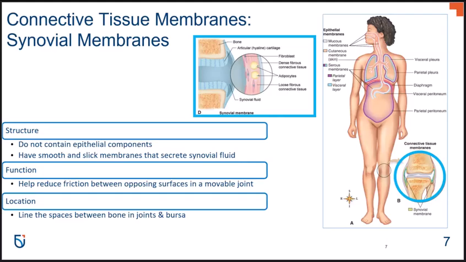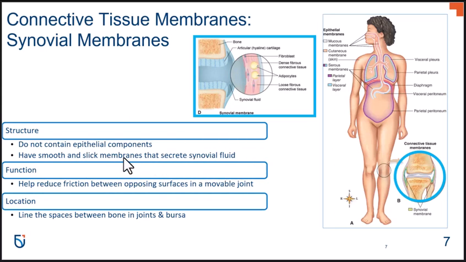Okay, remember that there are two types of membranes in the body, epithelial membranes and connective tissue membranes. And we spoke quite a bit about epithelial. Now we're going to examine connective tissue membranes. And we did already speak to the fact that connective tissue membranes do not contain many, if any, epithelial components. The one that we're going to speak about today is called a synovial membrane. This is an example of a connective tissue membrane. Synovial membranes are smooth and very slick, and they have this ability to produce a fluid called synovial fluid.